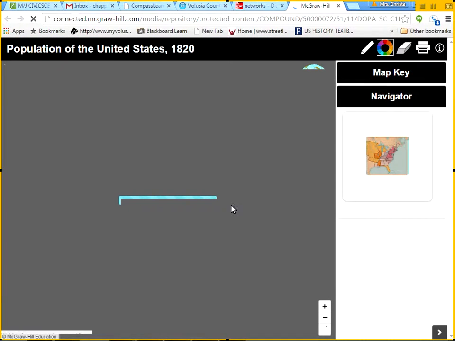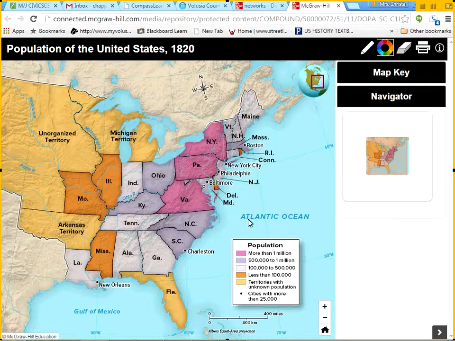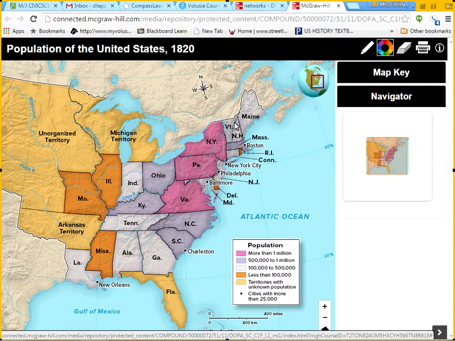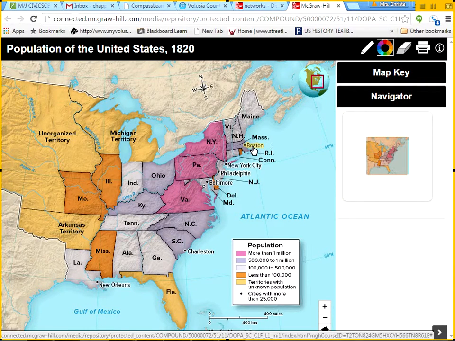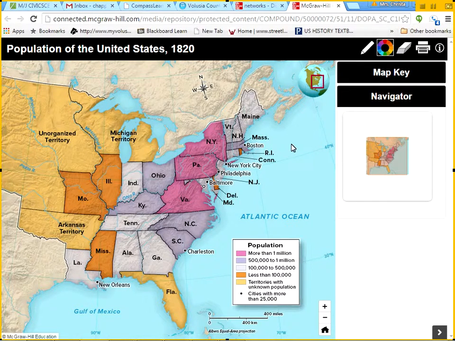In the lesson resources, of course, you don't have access to your online textbook, but this map might be in there. We're looking at the population of the United States in 1820. So, this is a population map. It's going to tell us about the population of the United States. This is the map key. This is the scale. This is the title. Those are the 3 main things you need to know about a map.